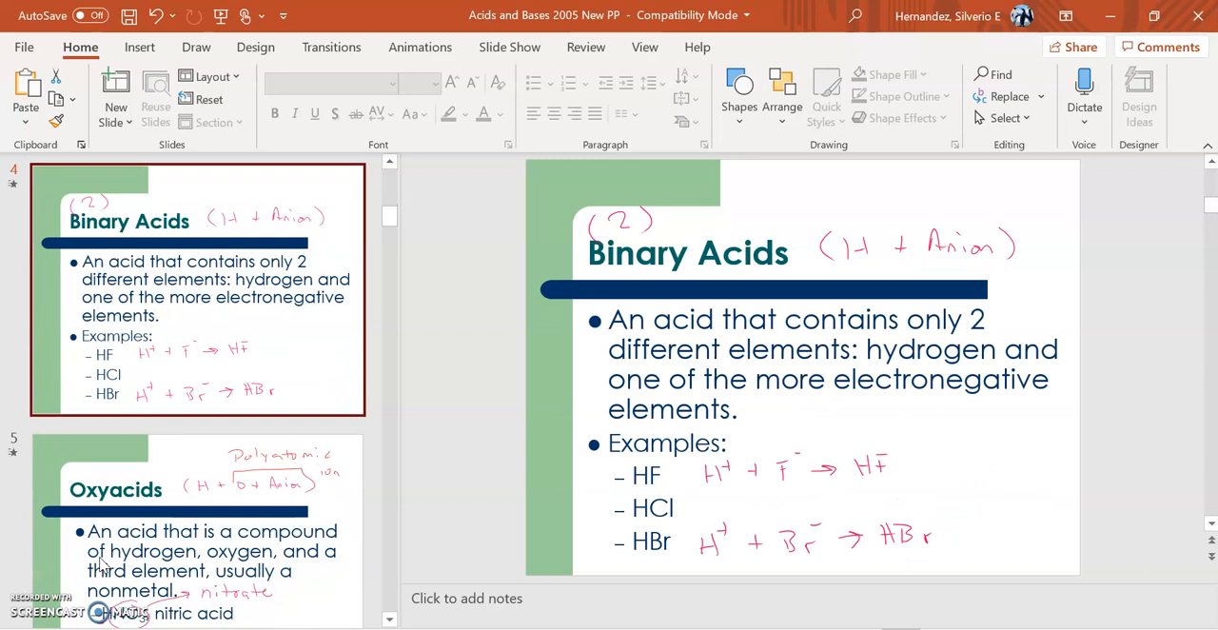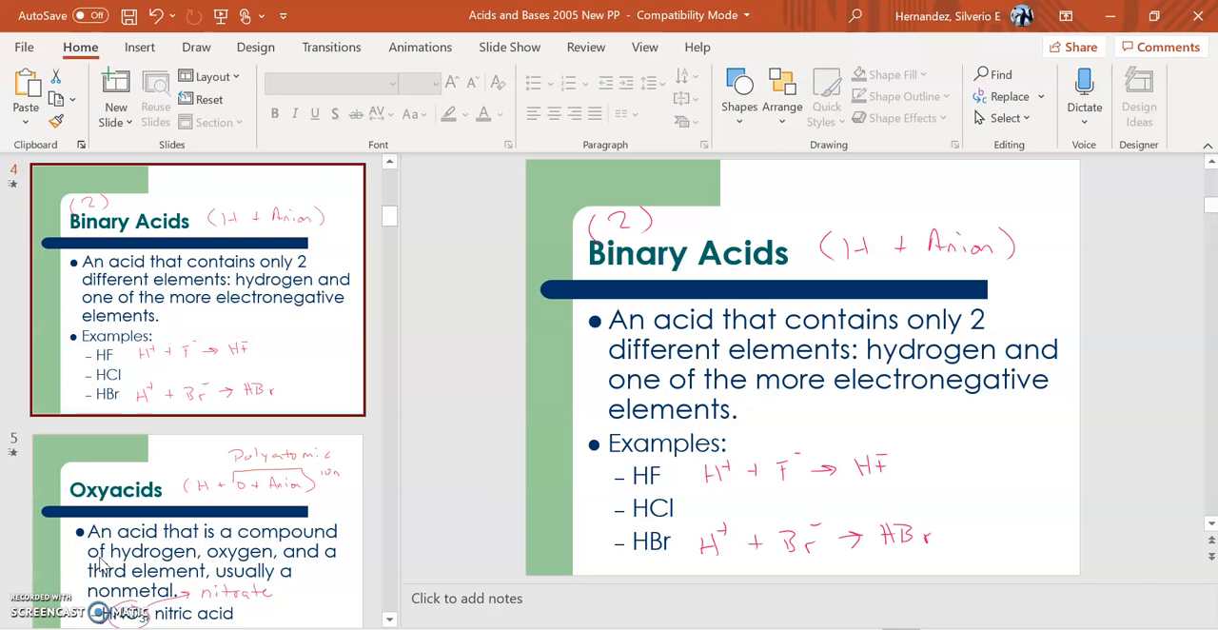The next slide talks a little bit about binary acids. And a binary acid is an acid that only has two elements in it, hydrogen and some kind of an anion, as you see over here at the top. And binary means two, like a bicycle. So it only contains two elements, and that's going to be hydrogen and, again, that anion. Usually it's something in group 17 or 16.